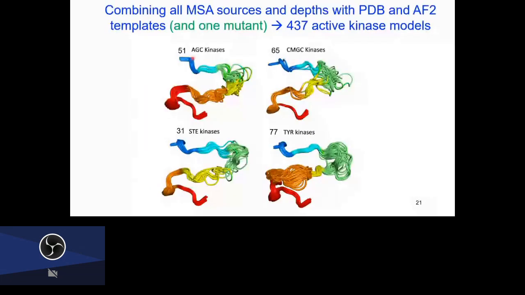But this is what the models look like. So for 51 AGC kinases, again, we see this motif of the activation loop starting here, going all the way out to the right, and all coming back. And they all have this kind of upside down, round bottom boat at the C terminal end of it. That residue 9 is about here where my cursor is. Tyrosine kinases are different. There's actually much more variety in that C terminal segment.